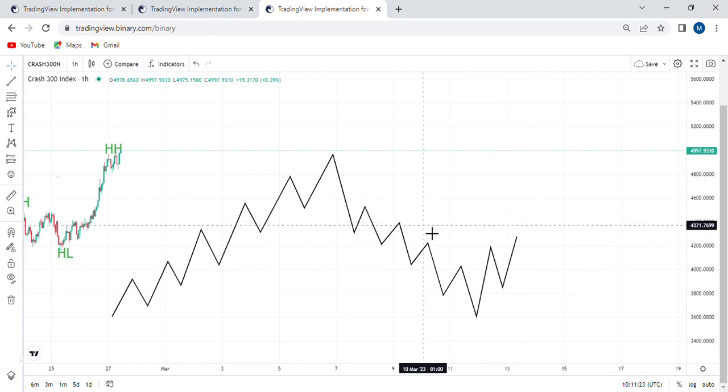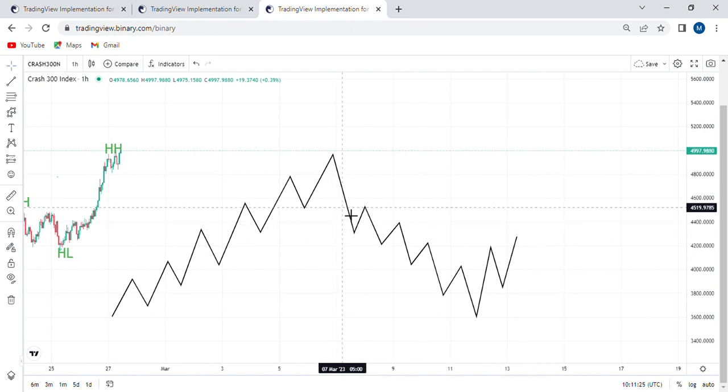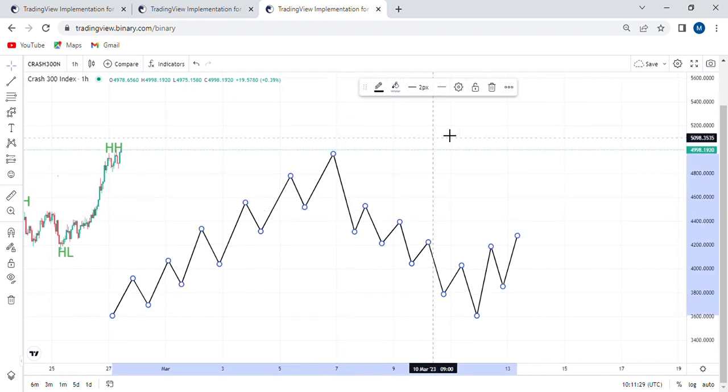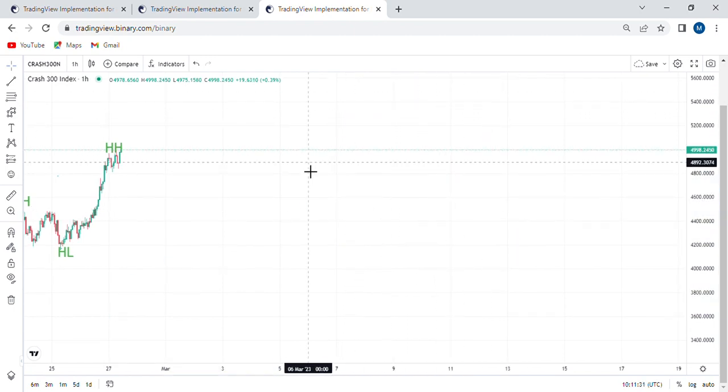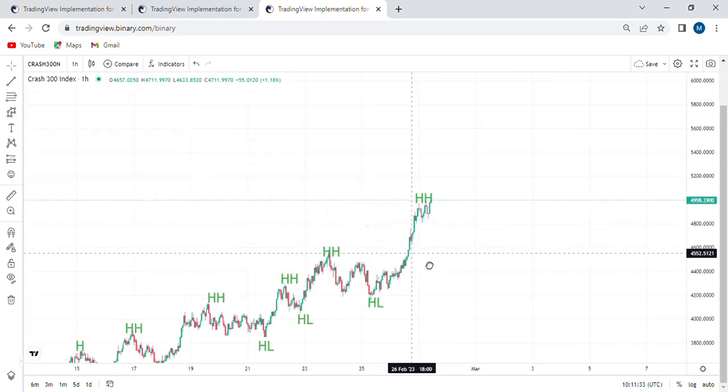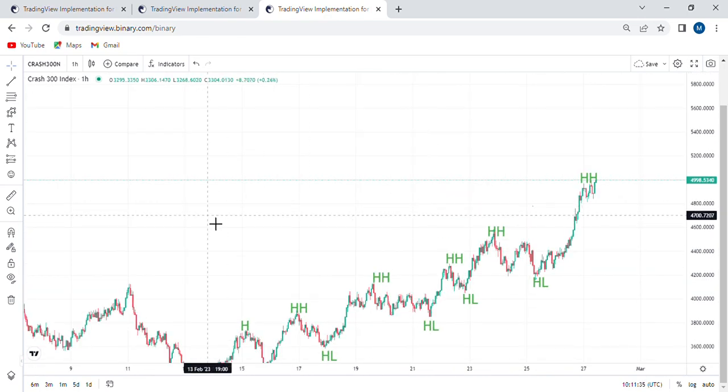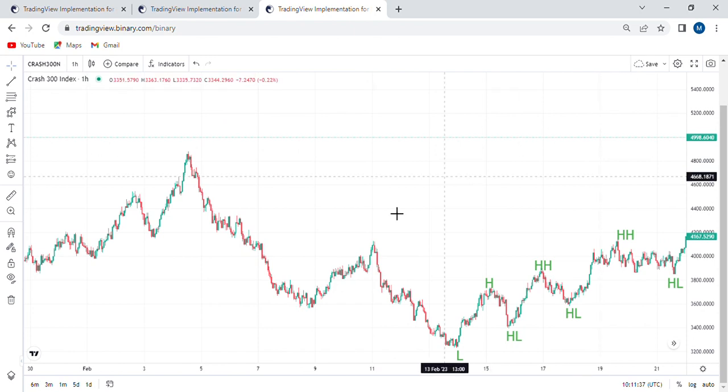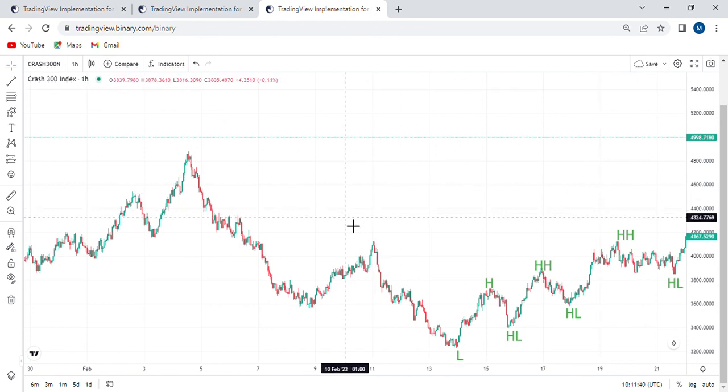Okay, so this is it. This is how the market breaks structure. Okay, this is it for a downtrend and an uptrend structure when the market breaks structure. So let's go to a downtrend. Okay, let me show you an example of market structure in a downtrend.